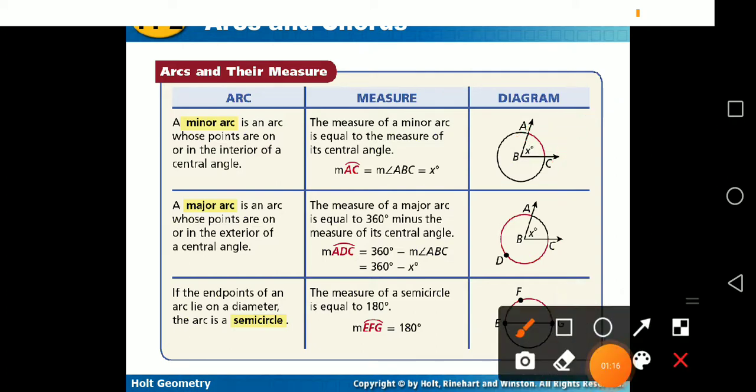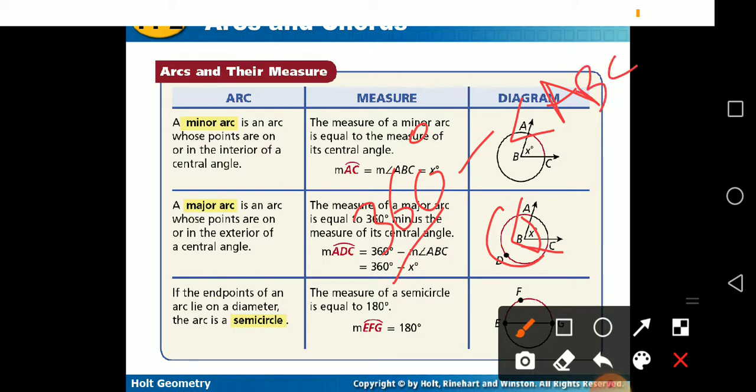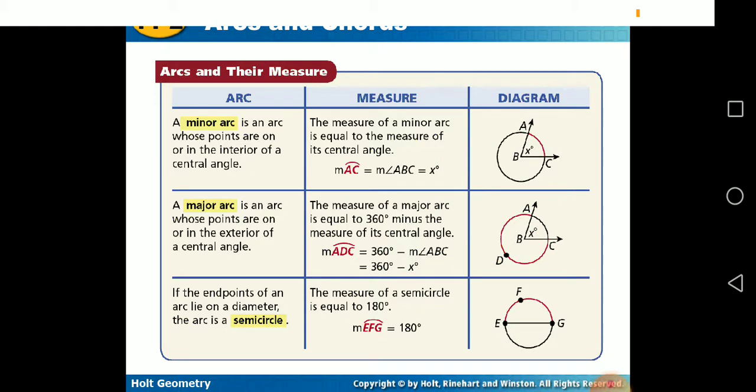When I have the rule of the major arc, it's very easy. It's 360 degrees, which is the total measure of angles in any circle, minus the angle ABC. So I can say also minus the minor arc, or angle ABC, and it's denoted here by the letter X.